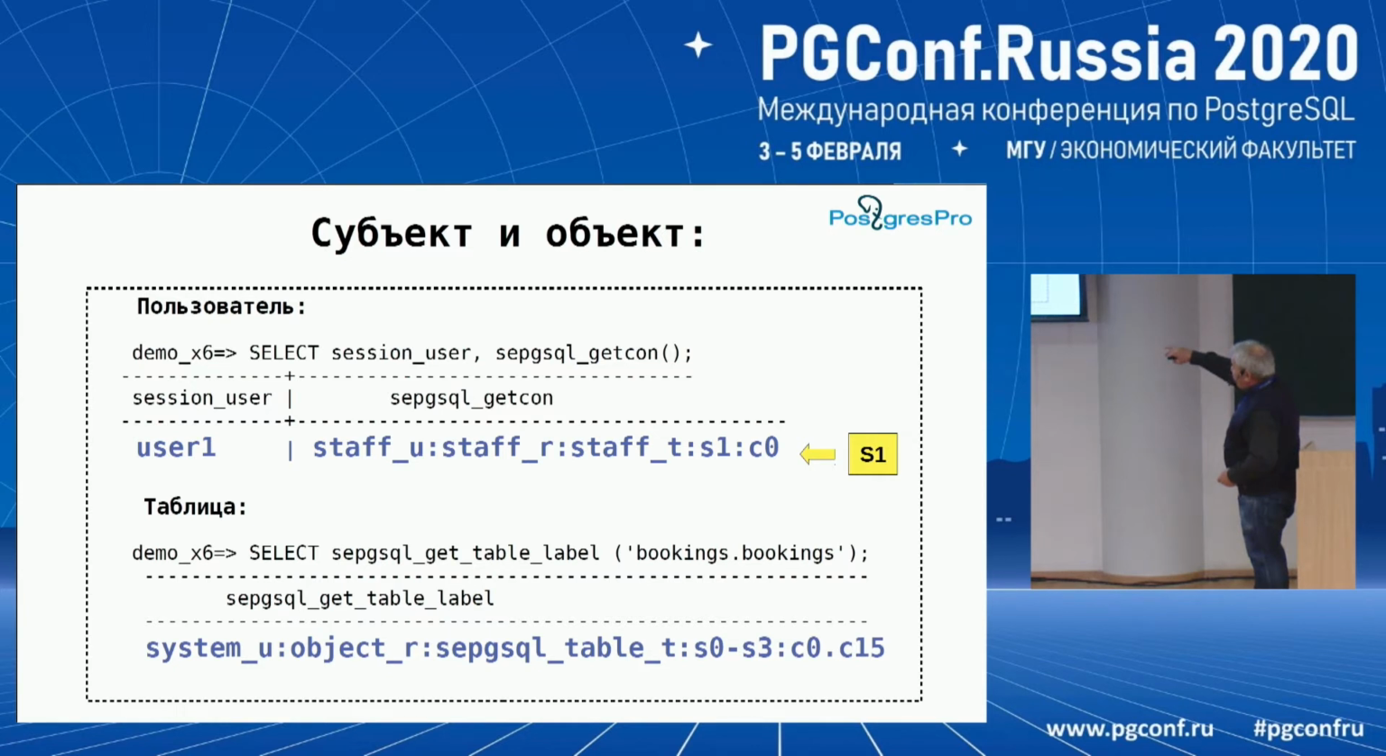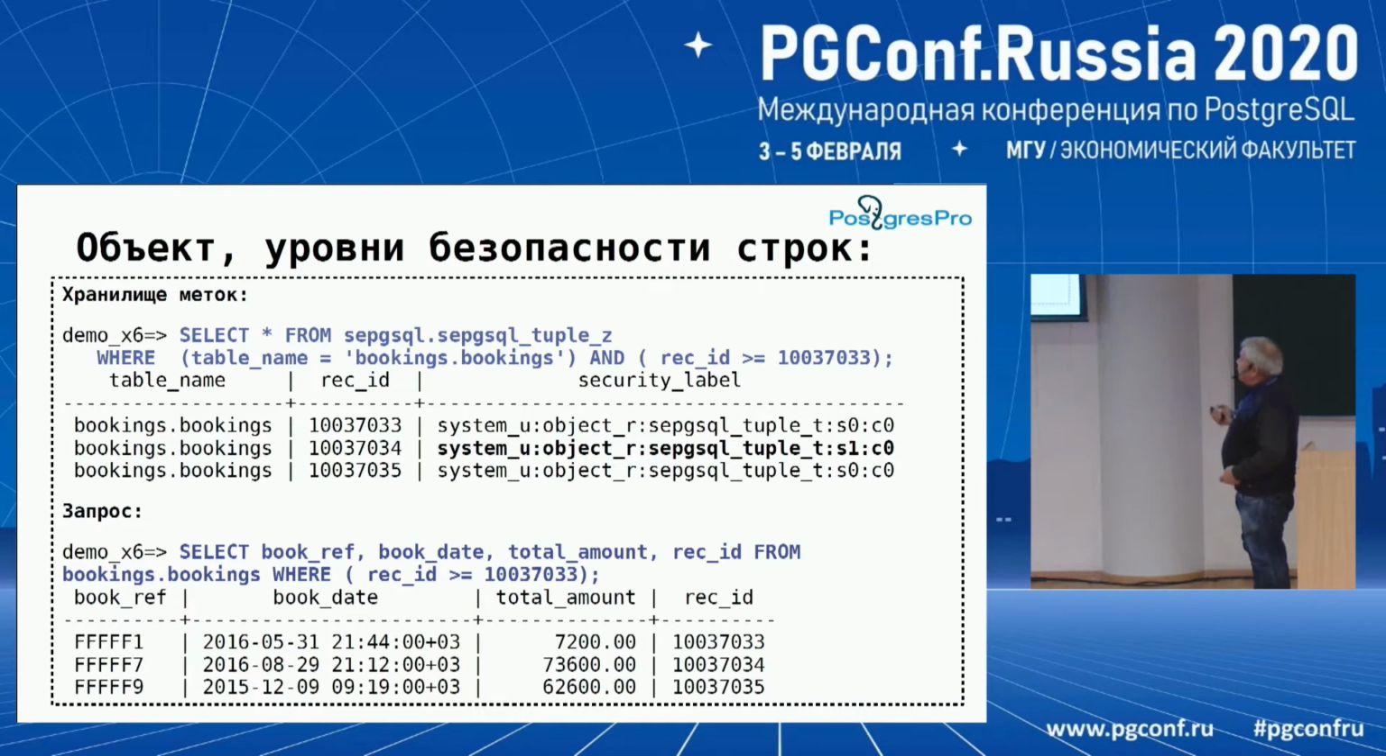So this is the table. So the user has access to this table. Moving on, let's have a look from inside of the system and from bottom to top. So we made a simple query. Here are 3 strings of the table.